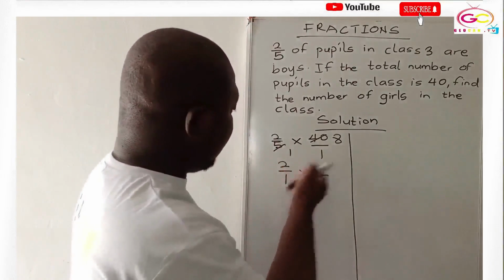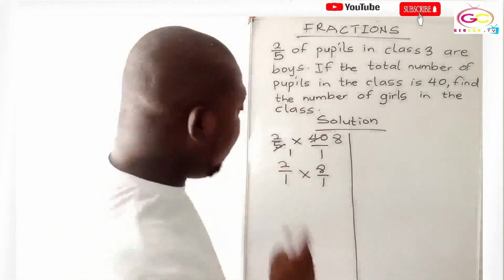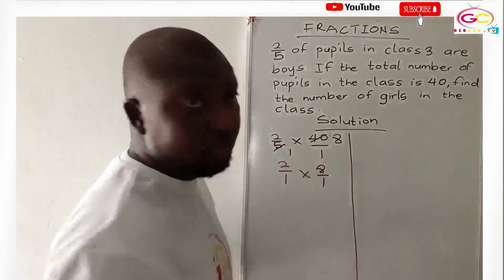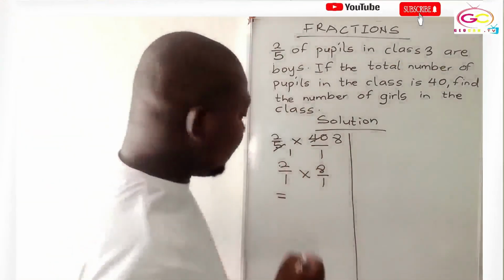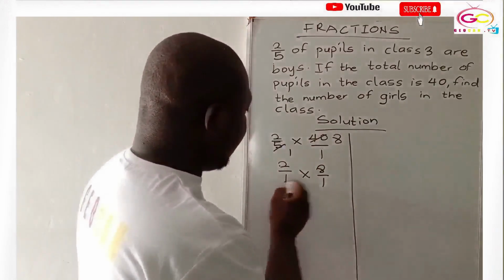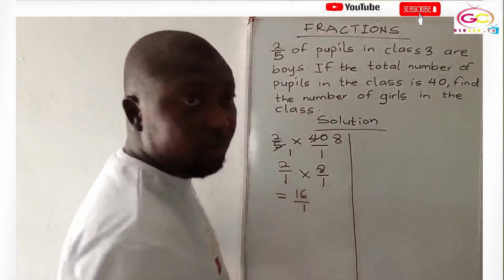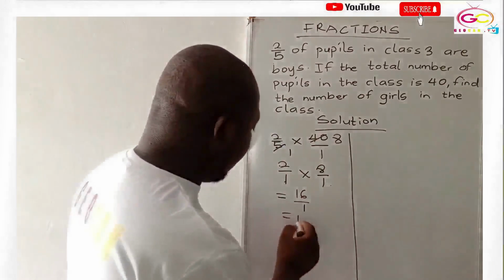No, we can't cancel vertical, neither can we cancel diagonal. So now we can multiply the numerators and the denominators horizontally, right? 2 times 8 is 16. Then 1 times 1 is 1. So 16 over 1 is the same as 16. You should know that by now.